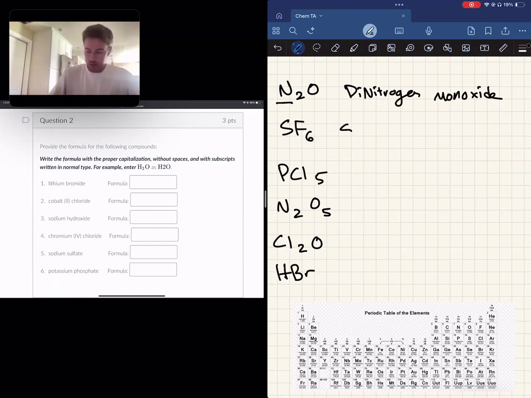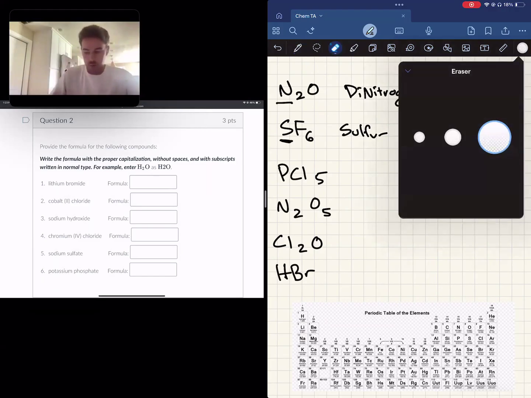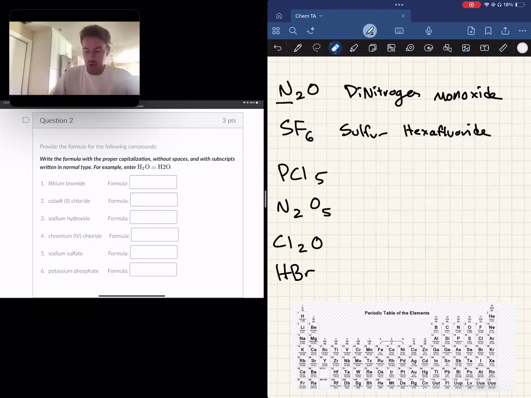Here we would have sulfur hexafluoride. You're noticing here probably that if there's only one first one, we don't use mono. So just sulfur. We never have mono at first. So sulfur hexafluoride. Phosphorus pentachloride.